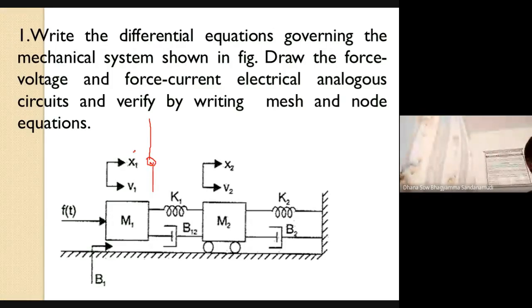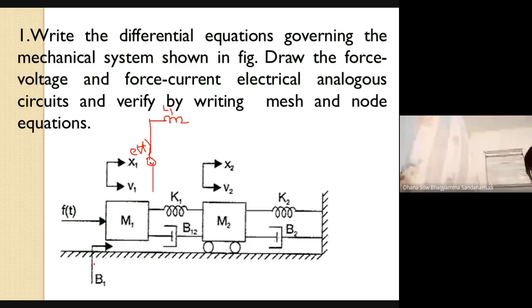Okay, I will write E of t or V of t. I can write it, it's my wish. Here f of t is there, that's why I'm writing E of t. Next, f of t is given to M1. What is M1? M1 is analogous to L1, so M1 can be replaced by L1. This is L1.